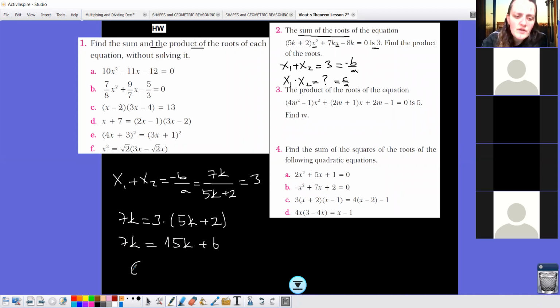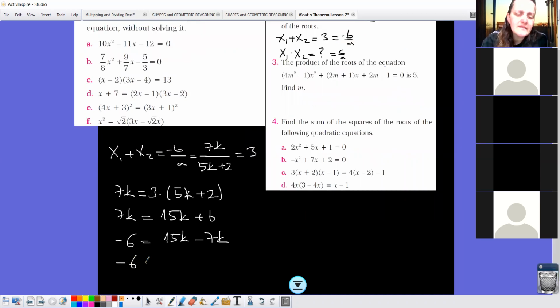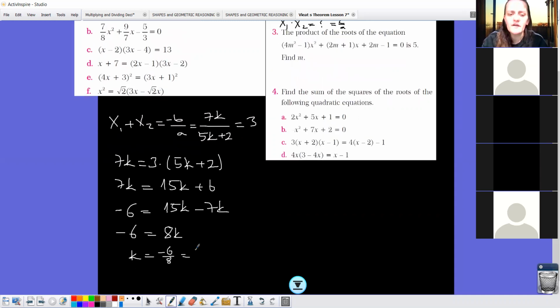I will take 6 to the other side. 15k minus 7k, and this one will be -6. Then -6 is equal to 8k. Then k will be -6 over 8, which, if we simplify, is -3 over 4.